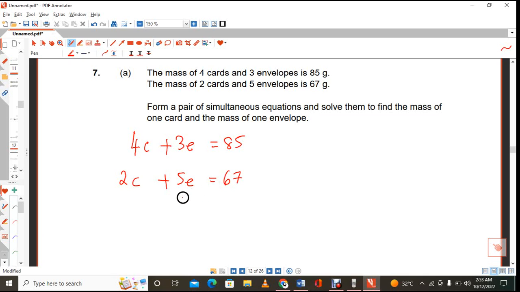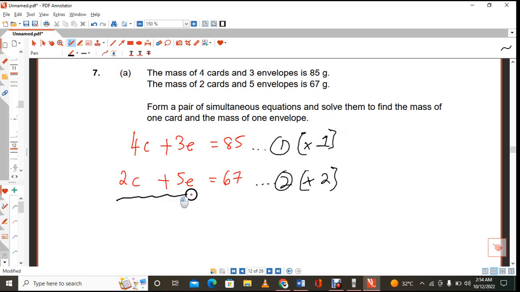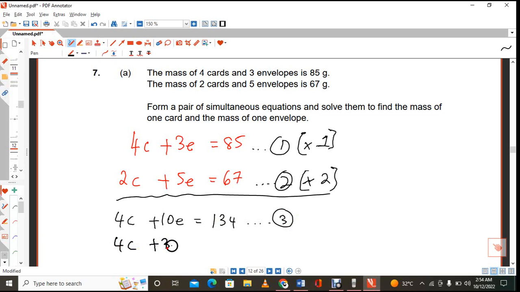There are different ways you can do this. If you want to, you can multiply the second equation by 2 in order to make the coefficients of C the same. So this is my first equation and that is my second equation. I'm going to multiply the whole second equation by 2, or double it, and leave the first one as it is. So it becomes 4C plus 10E, and 67 times 2 is 134. You can call this the third equation. Then you bring down the other one, 4C plus 3E equals 85, which remains the first equation.